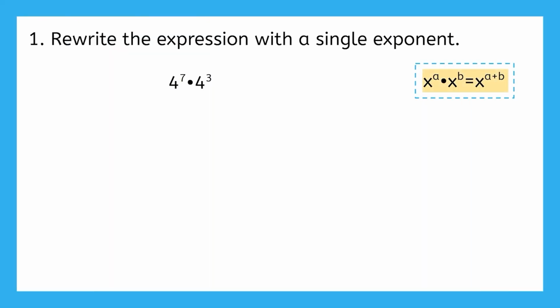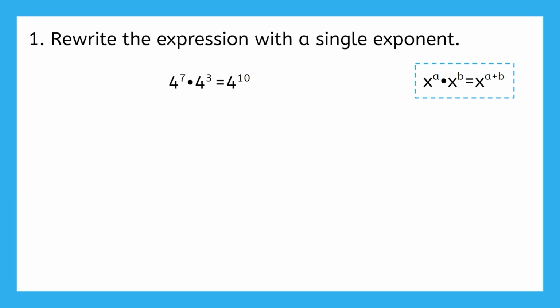The product of powers property says that when we have components with the same base being multiplied together, we can add their exponents. Do these elements have the same base? Yes, their bases are both 4. So I can add the exponents. So this would be 4 with an exponent of 7 plus 3, or 4 to the 10th.